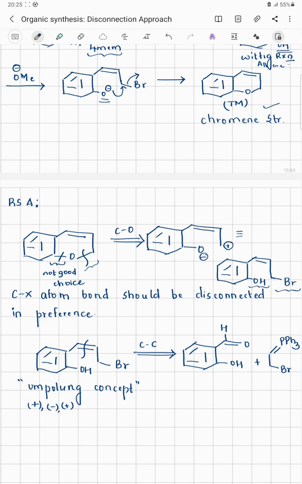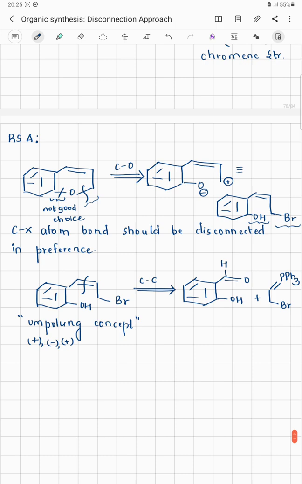The C-X bond should be disconnected in preference. This is because we do not want to touch the aromaticity of benzene. In turn, I want to cleave it safely, making use of an umpolung concept, plus minus plus, and further again I can cleave at the C double bond C.